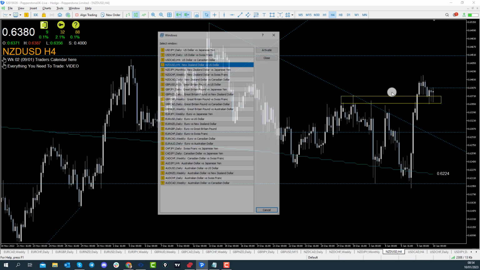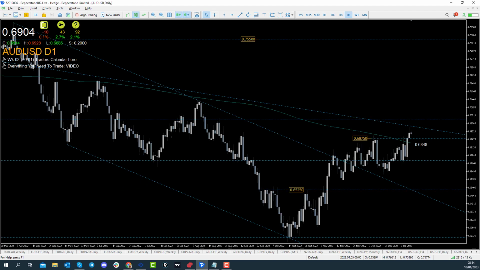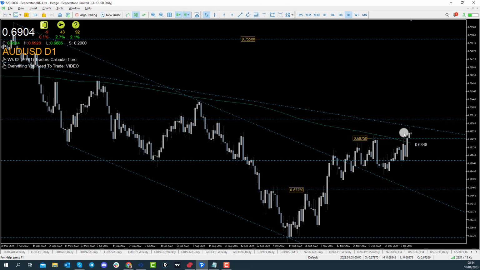Let's jump onto Aussie US dollar then. Aussie US dollar is the one that's featured on the tables today, and obviously we take our positions from what the tables are telling us. So we've got Aussie US dollar featured on both, with the trend traders being the top currency pair to watch. Now, yesterday we talked about waiting for a daily close above the 0.6875 handle. We have that now, so we could look for opportunities potentially to the upside here.